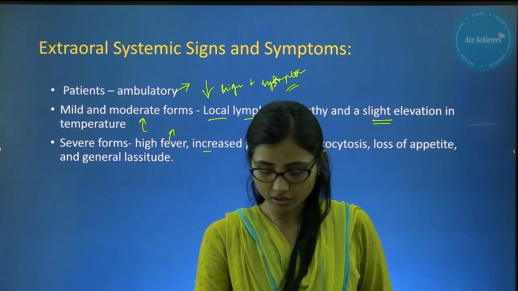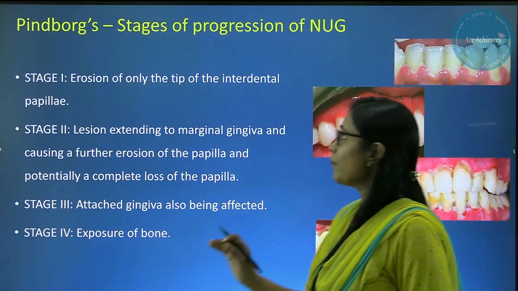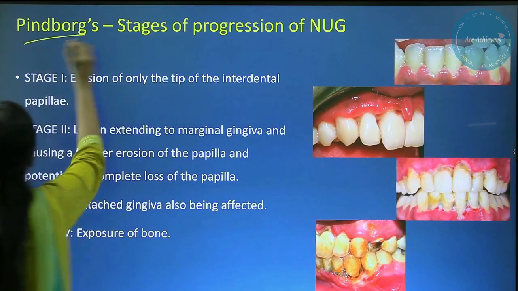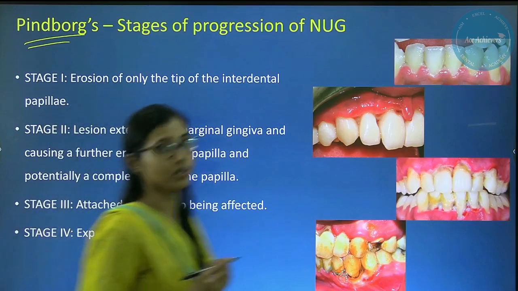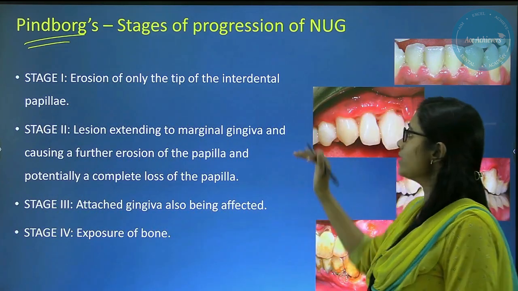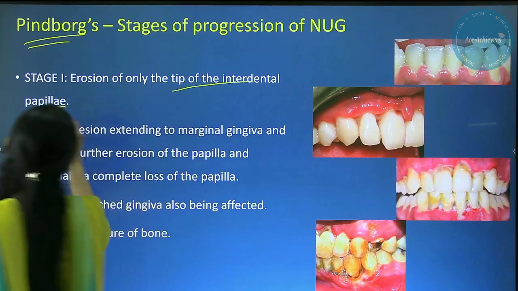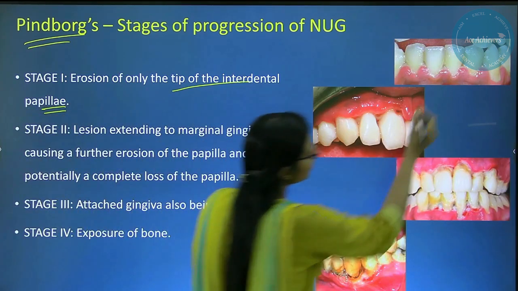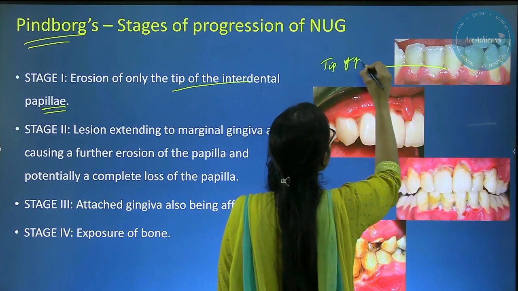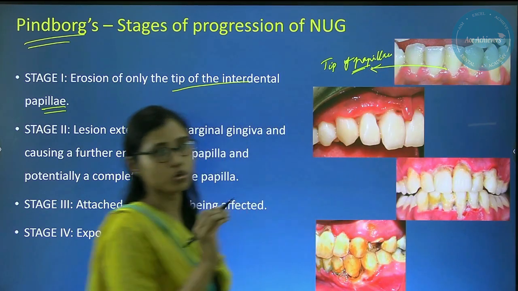Okay, so these are some of the other extraoral signs and symptoms. Fine. Now there are some stages which have been given by Pindborg. He has described the stages of ANUG depending upon the progression. He has given 4 stages in total. When the lesion involves just the tip of the interdental papilla, it is called stage 1.